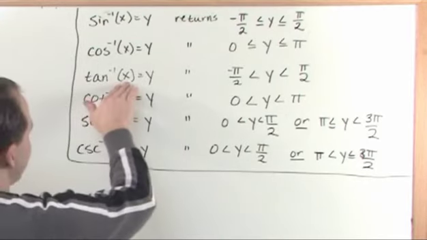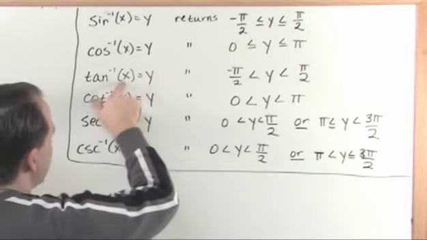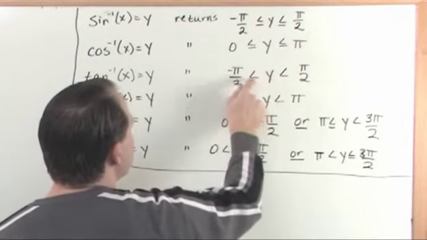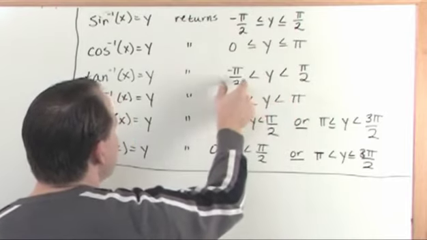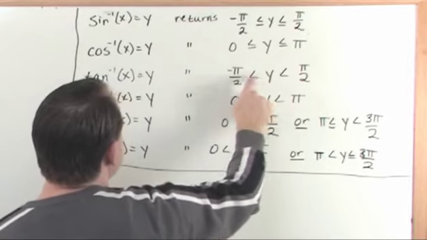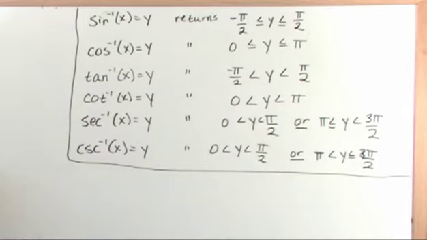Tangent: when you take the inverse tangent of a number, you get an angle back, and it's going to return from negative pi over 2 to pi over 2. But notice that it's not inclusive. It's not going to actually return negative pi over 2 and positive pi over 2, because we don't have these little equal signs underneath the inequalities here.